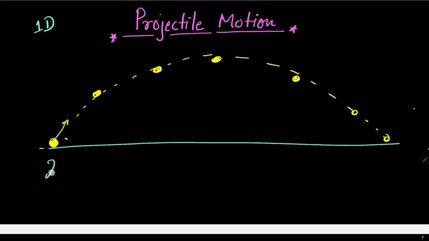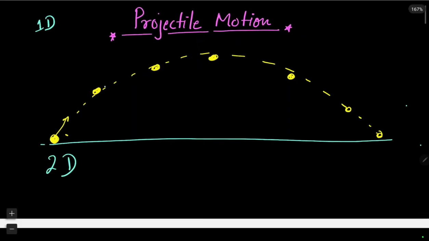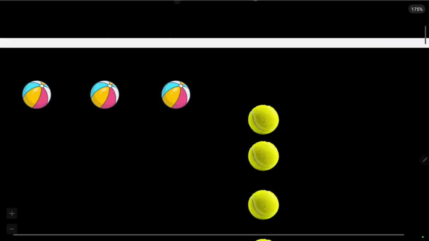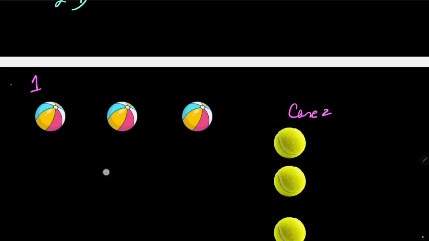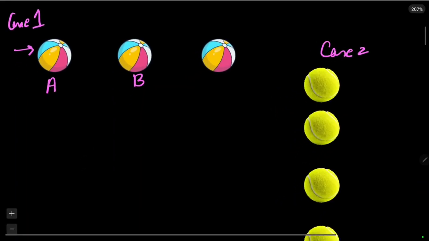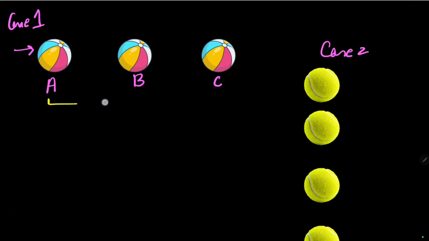What do I mean when I say it is a two directional motion? Let me explain it using this example. You can see two cases here. This is case 1, this is case 2. In case 1, I have a ball. I'm pushing this ball along the x-axis, in the horizontal direction, and after some time it reaches B and then C. From A to B, the displacement of the ball is this yellow length, right? And if the ball reaches C, the displacement will be this length. Is there any other direction in which the ball is moving that you can spot? No, right? The ball is only moving along the x-axis.